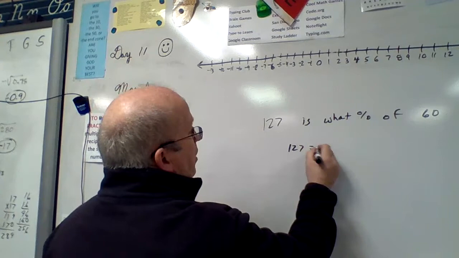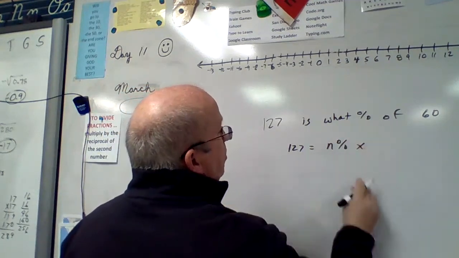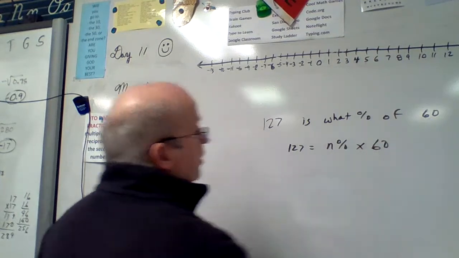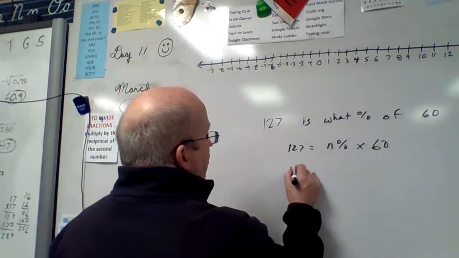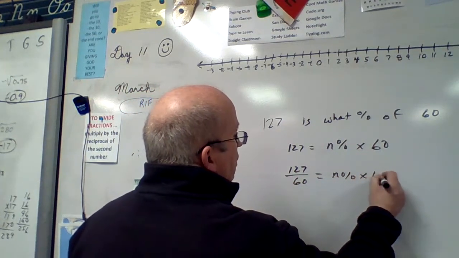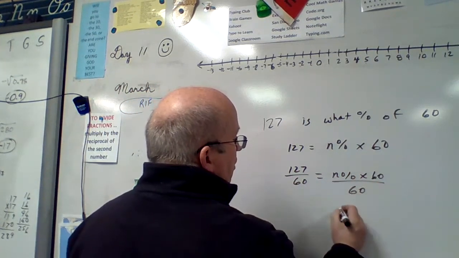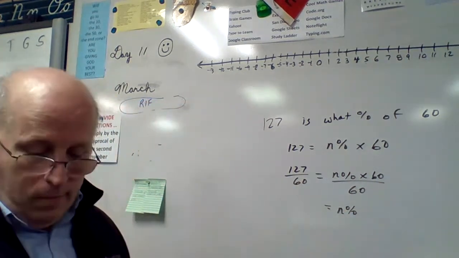That is my equal sign. I'm going to write this as n%. My of is multiplication, and my 60 stays 60. Now, how am I going to get n by itself? Aren't I going to have to divide both sides of the equation by 60? You betcha. Divide both sides by 60. We get n% equaling whatever that is.